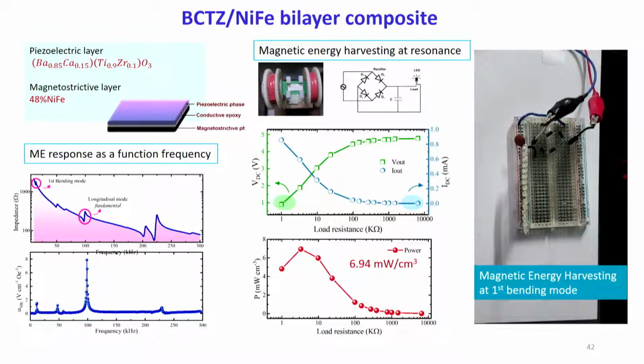Once you have that, you will be able to use this for energy harvesting. So we applied once again this rectifier, and what you get here is a large value of 6.94 milliwatt per centimeter cube. Here the material is new: barium calcium titanate zirconate, BCTZ, with your nickel ferrite, 48%, a nickel iron alloy, which gives a large value of power conversion.